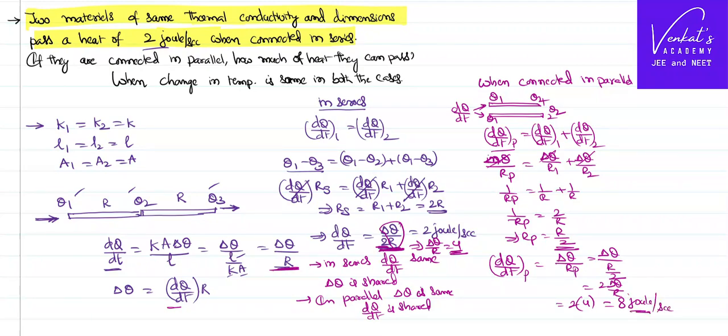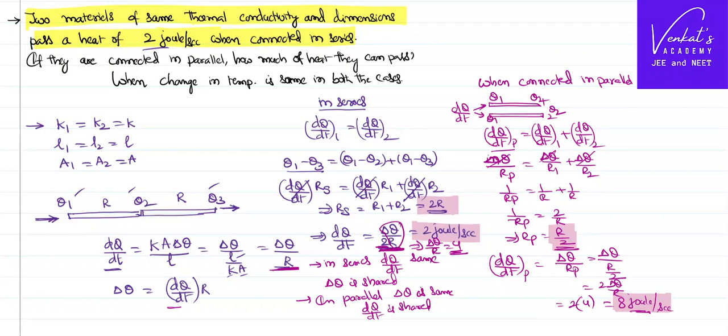So in series, under the same conditions, if there is a flow of heat of 2 joules per second, in parallel there is a flow of 8 joules per second. It is simply because in series resistance is more, in parallel resistance is less, thermal resistance is less. That's how we have to solve the problem.